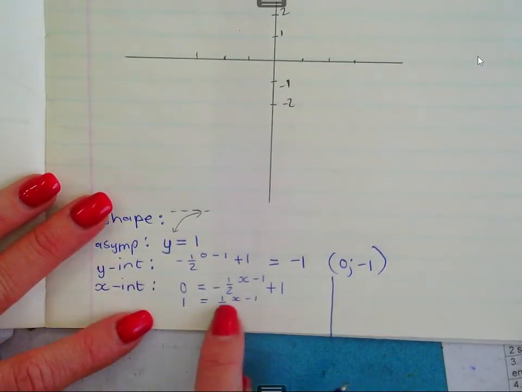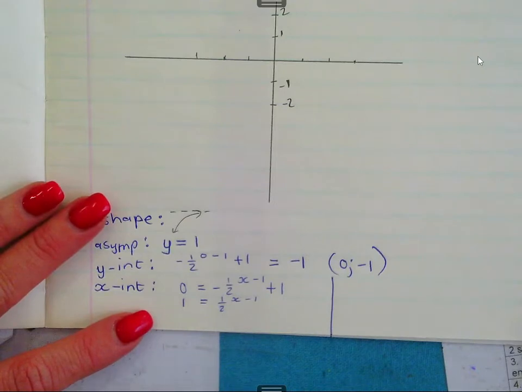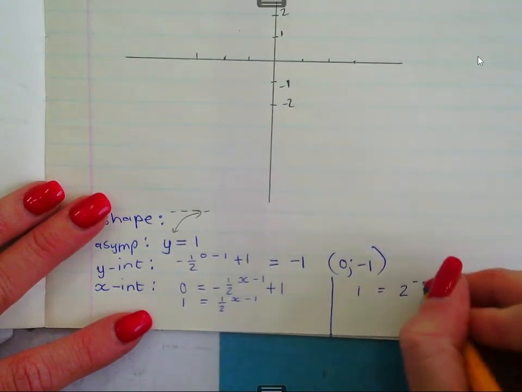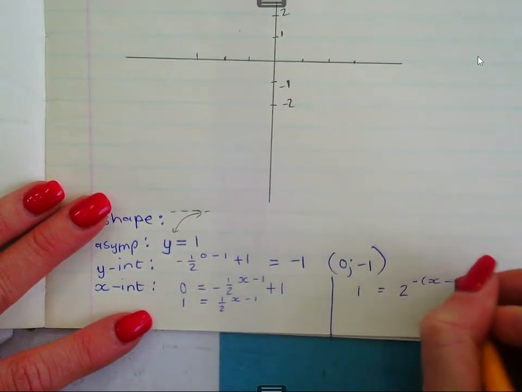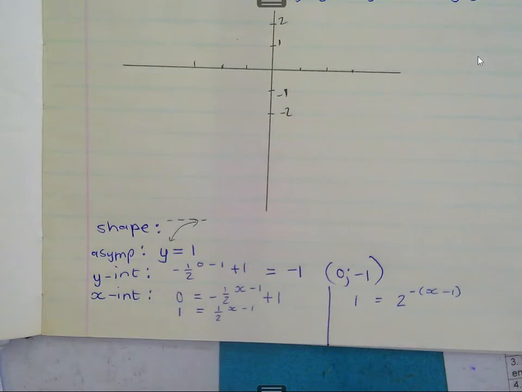I want to make that half. Do you remember when we worked with exponents? We don't want to work with it when it's a half. I take it up and it becomes 2 to the power of negative 1. So on this side I've got 1. This side I've got 2 to the power of negative x minus 1. Right, and now this one I will be able to calculate.